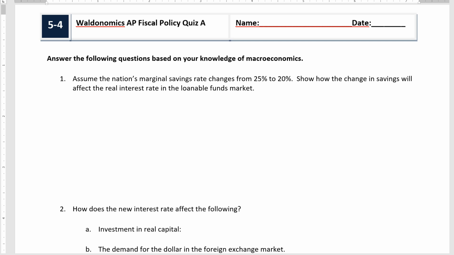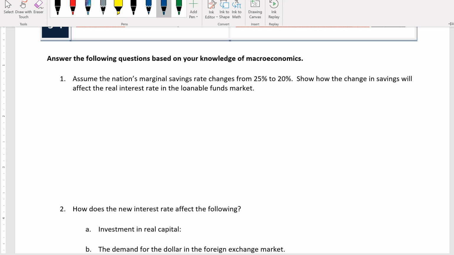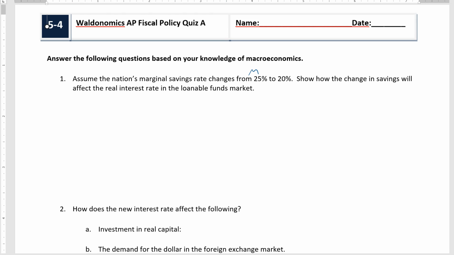It says, assume the nation's marginal savings rate changes from 25 to 20%. Show how that change in savings will affect the real interest rate in the loanable funds market. So what I'm hoping y'all see from this is that when it says marginal savings rate, that is talking about the MPS. So the MPS goes from 0.25 to 0.20. Okay, so that's going to be important because later on we're going to use that to calculate both our spending and our tax multipliers. All right, but this first question is really asking us how is that going to affect the real interest rate in the loanable funds market.